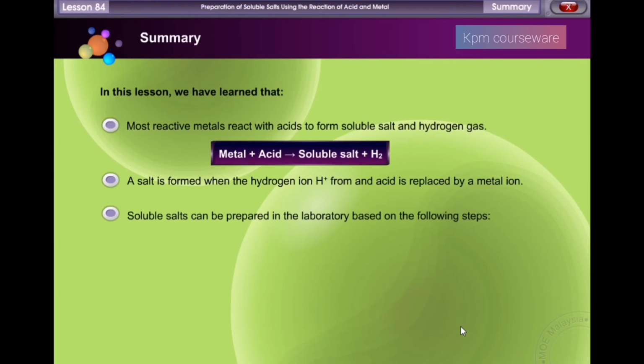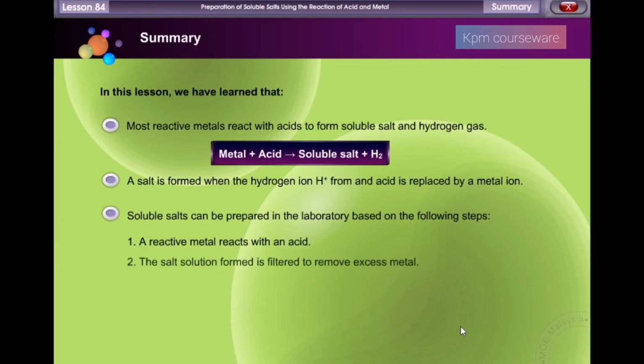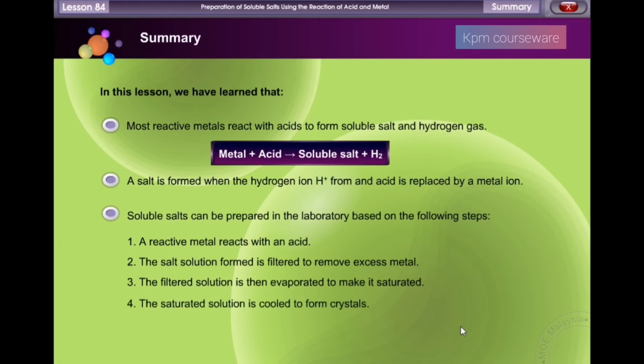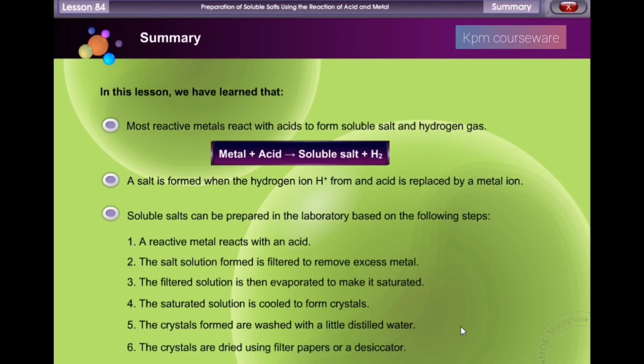Soluble salts can be prepared in the laboratory based on the following steps. First, a reactive metal reacts with an acid. Next, the salt solution formed is filtered to remove excess metal. The filtered solution is then evaporated to make it saturated. The saturated solution is cooled to form crystals. Then the crystals formed are washed with a little distilled water. After that, the crystals are dried using filter papers or a desiccator.